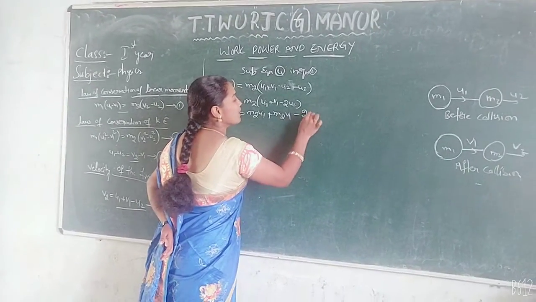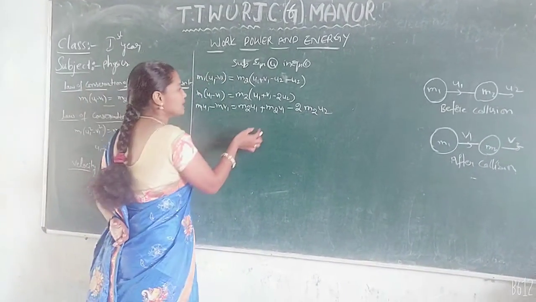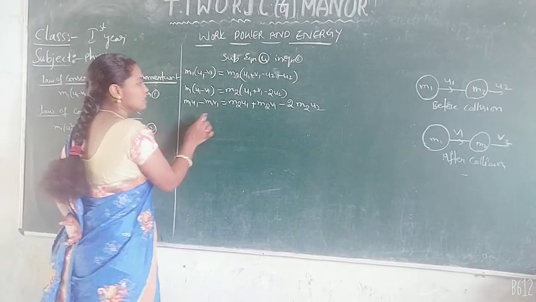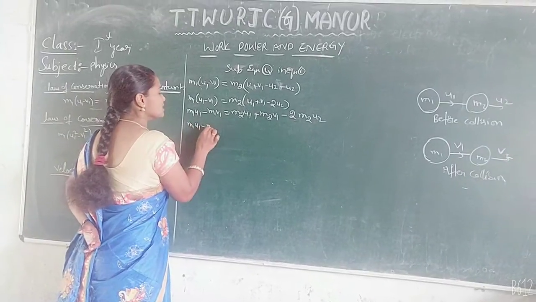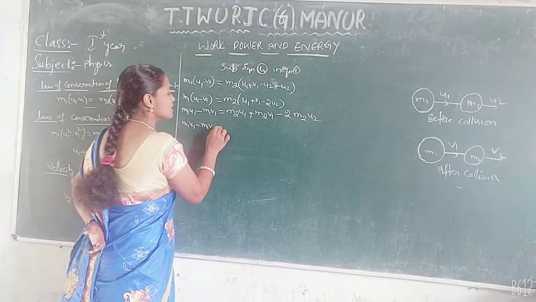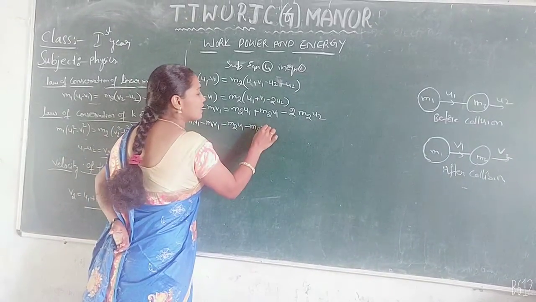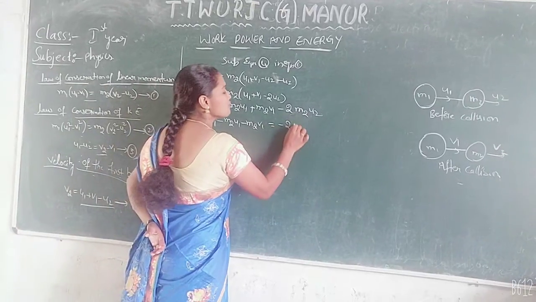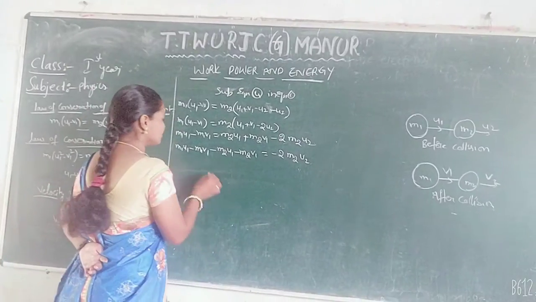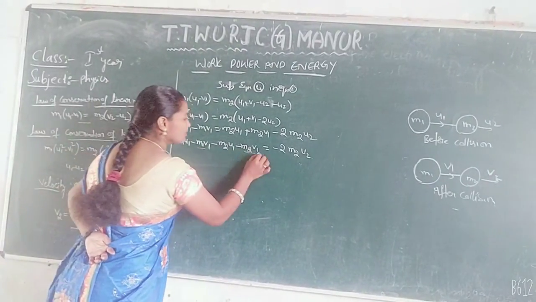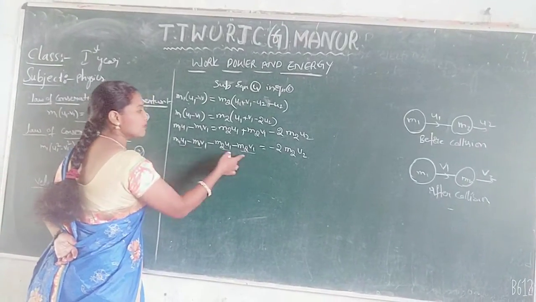minus 2 m2 u2. So now what you have to do? Bring the v1 terms to this side. If you bring this to this side, m1 u1 minus m1 v1 becomes minus m2 u1 minus m2 v1, and what is remaining here is minus 2 m2 u2. So now, v1 with v1 and u1 with u1: take m1 as common and m2 as common.